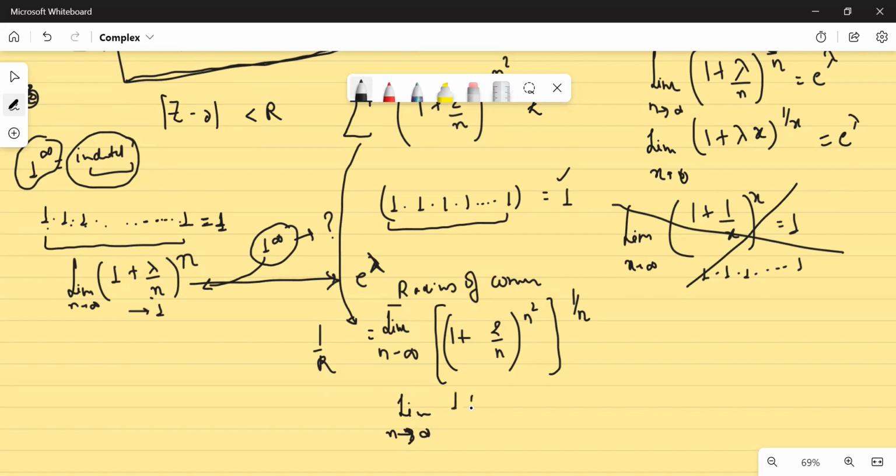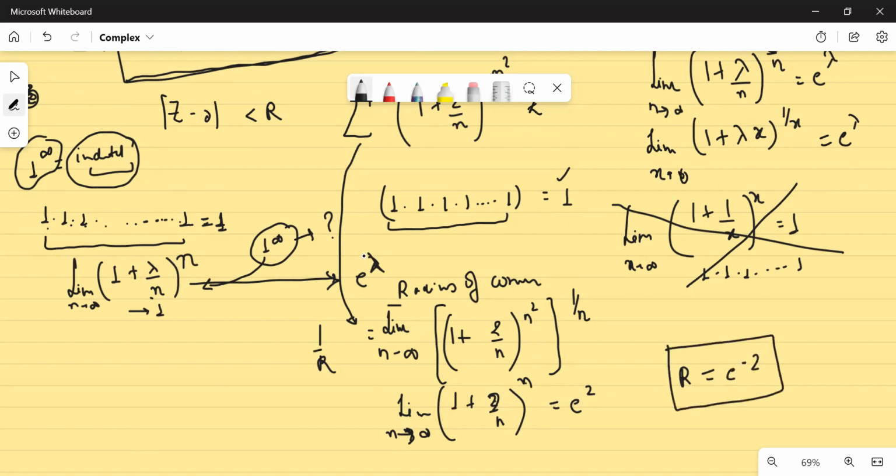Okay, so 1 plus 2 by n, this will give you raised power n. This is towards e square. N, this is lambda. You just find e raised to power lambda is e square. So what is the radius of convergence? So radius of convergence would be e raised to power minus 2.